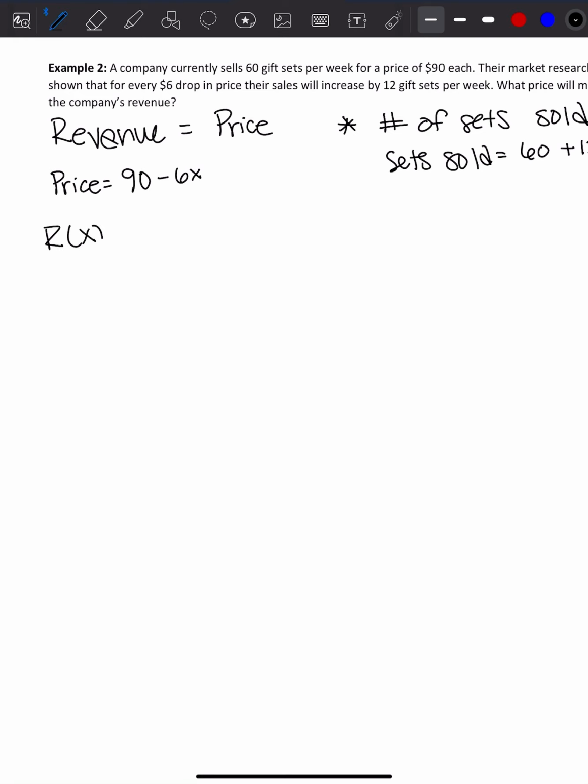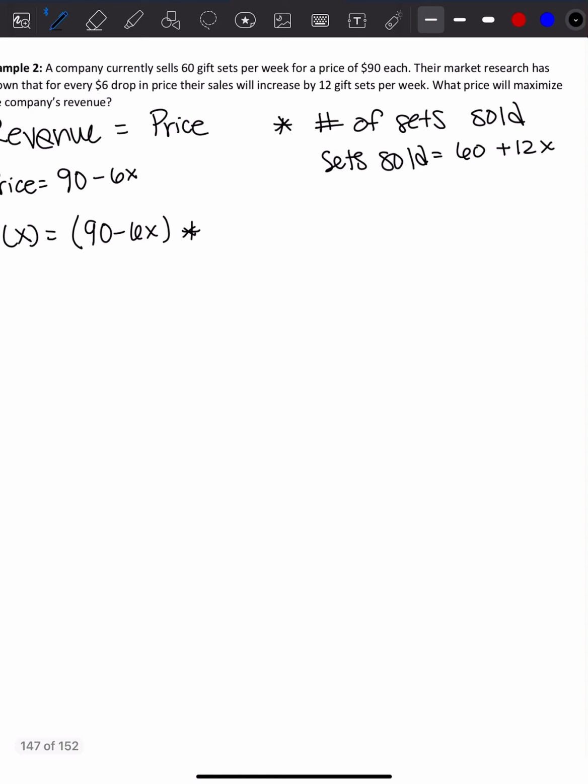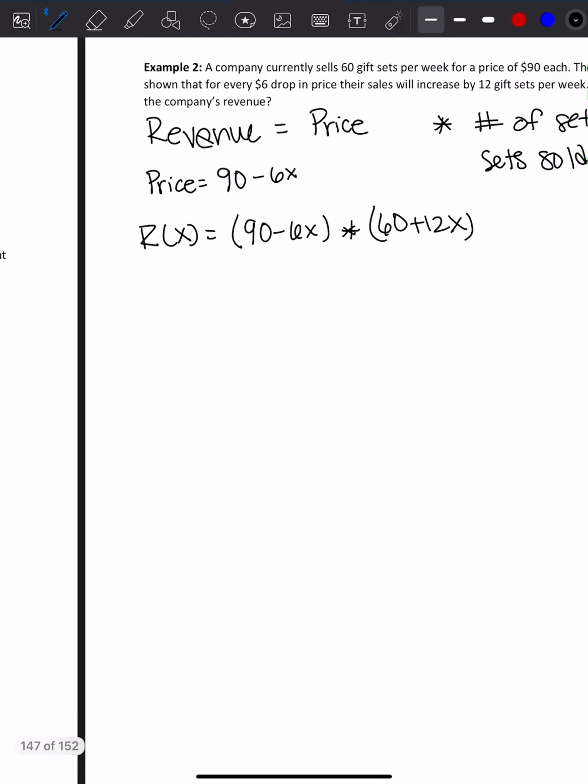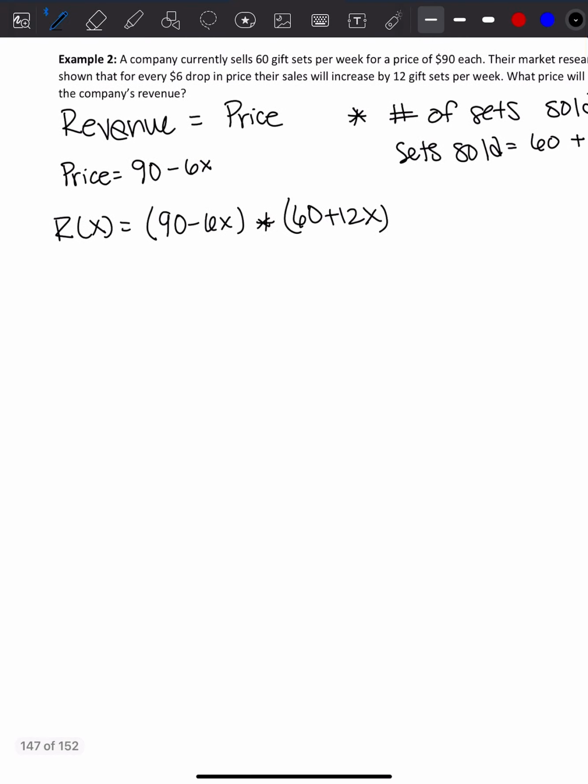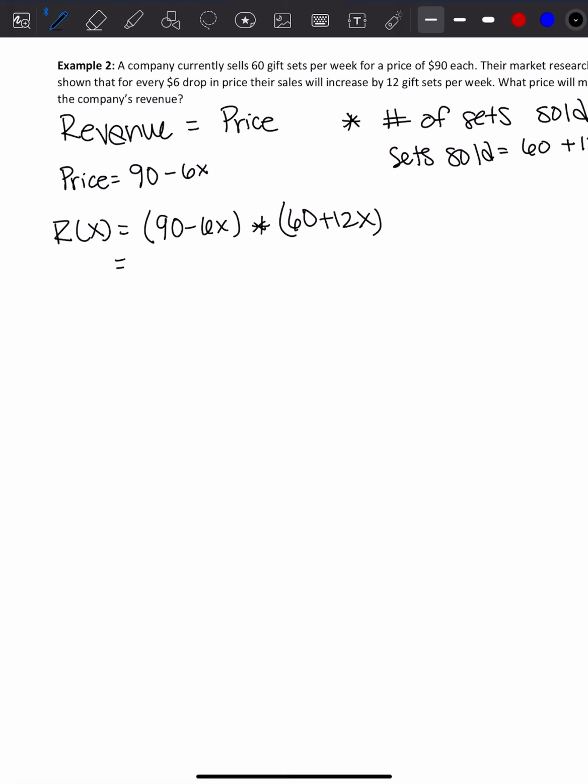So R of X is equal to 90 minus 6X times 60 plus 12X. Okay, so we have options here. I could use product rule. I could also just multiply them out and simplify. I just want to keep in mind that I do have to set this equal to 0 after I take the derivative. So with keeping that in mind, I'm going to go ahead and multiply these out.